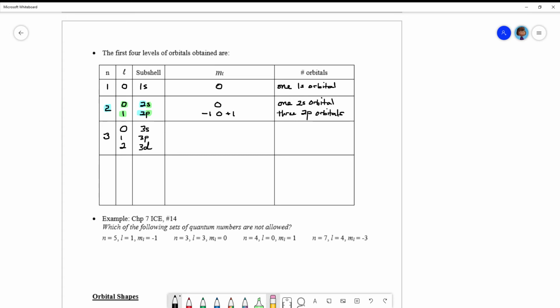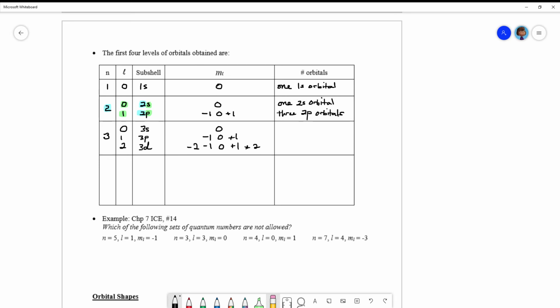Now, when L is equal to 0, the only allowed value of m sub L is 0. When L is equal to 1, we get m sub L values negative 1, 0, positive 1. But when L is equal to 2, our values are negative 2, negative 1, 0, positive 1, and positive 2.